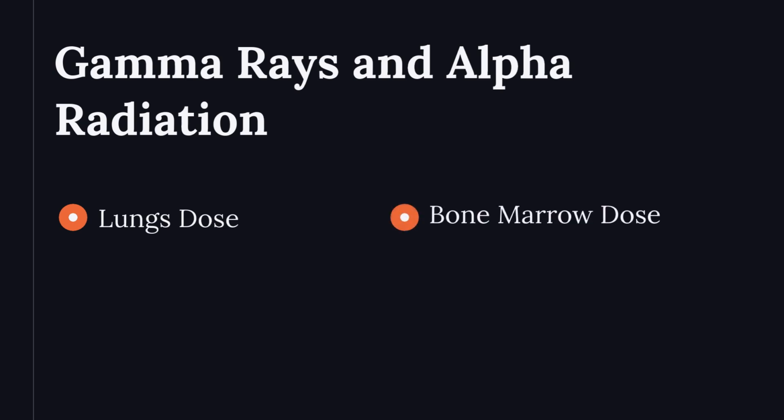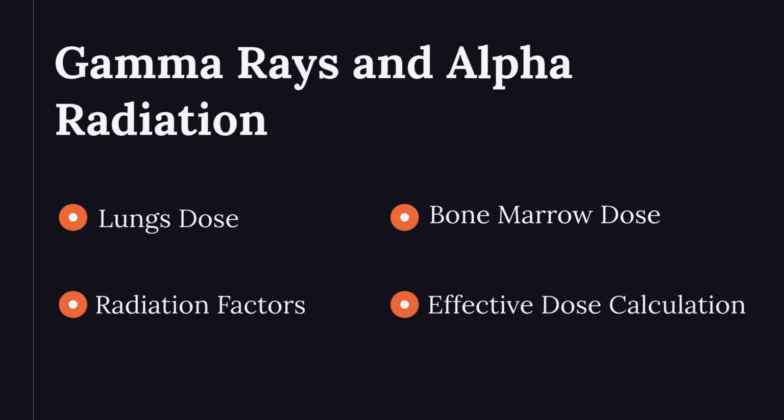A patient receives gamma rays and alpha radiation. Equivalent doses are calculated for lungs and bone marrow. Radiation and tissue weighting factors are applied. The total effective dose is determined. This example illustrates dose calculation in practice.